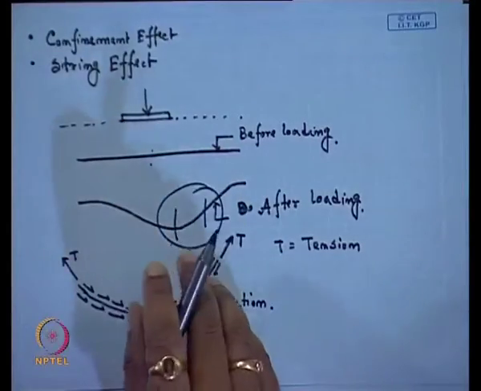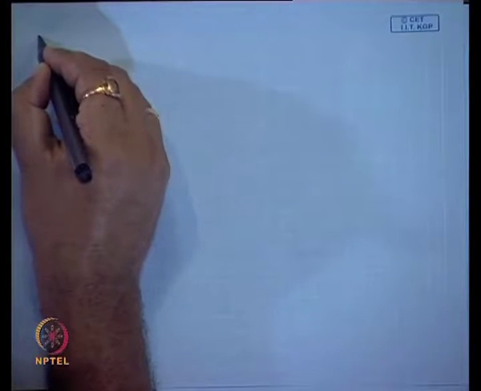That means the soil is under a confined condition, where compressive force is developed. That is why its properties and strength also improve. That is called the confinement effect, where because of this action the soil strength is improved. The next one is the string effect, which is also very important.